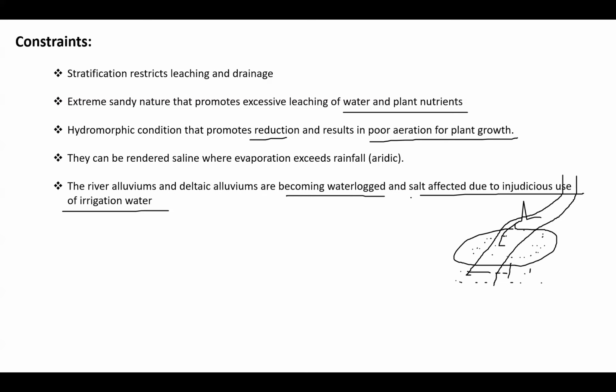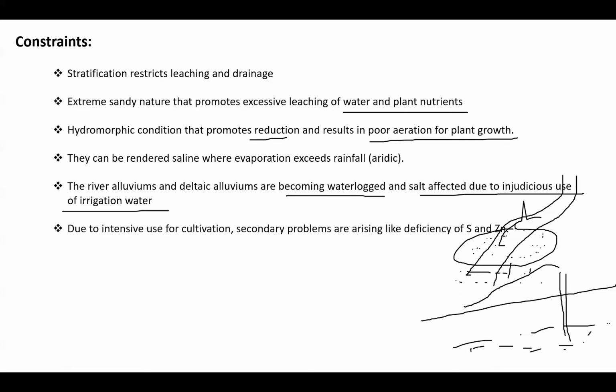Due to this deltaic alluvium and injudicious use of irrigation water, mostly in the lower surface of the land, there are dissolved salts. Most of the farmers in the deltaic regions, for continuous crop growth in the off season also, pump out water with these dissolved salts, and this water is used as irrigation. Due to this injudicious use of irrigation water, those soils end up with salt injury. We end up with salt deposits in deltaic alluvium and river alluviums.